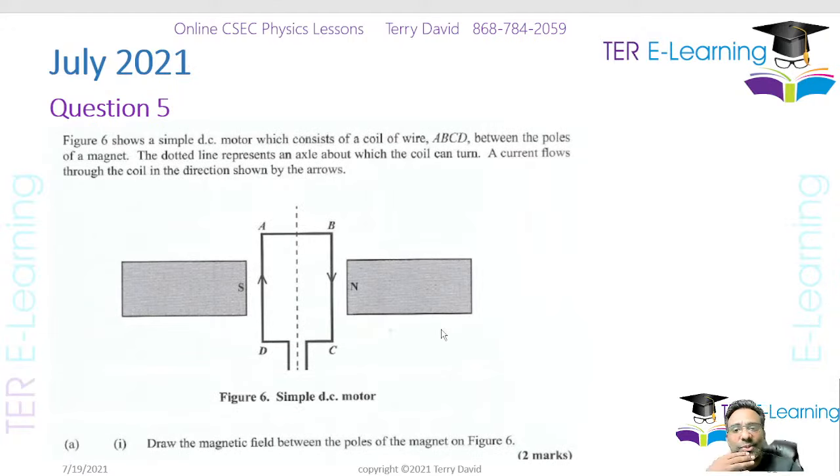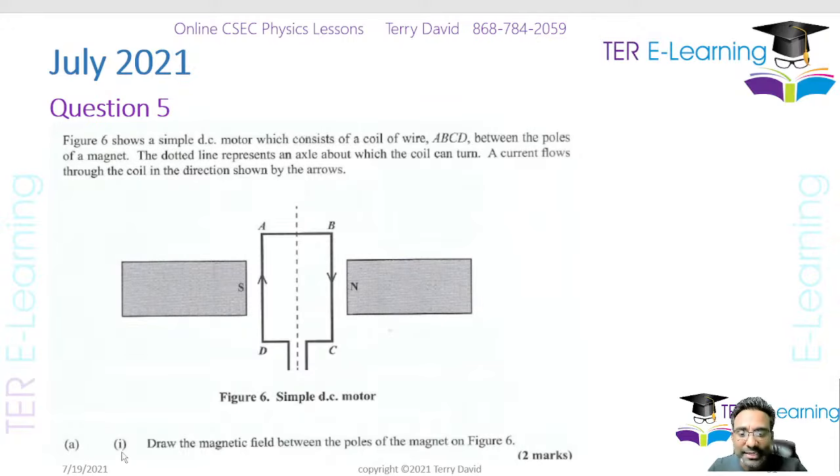In figure 6, it shows a simple DC motor which consists of a coil of wire. All right, so I've never really seen them draw a diagram like this, but let's see. So you have a DC motor between the poles of a magnet. So you have south, you have north. The dotted line represents an axle about which the coil can turn. A current flows through the coil in the direction shown by the arrows. Okay, so based on the diagram itself, right, I'm going to make an assumption here. I'm going to assume that I'm looking at the motor from on top, a top view, right? Based on how they've drawn the diagram, I'm going to assume that I'm looking at it from the top.